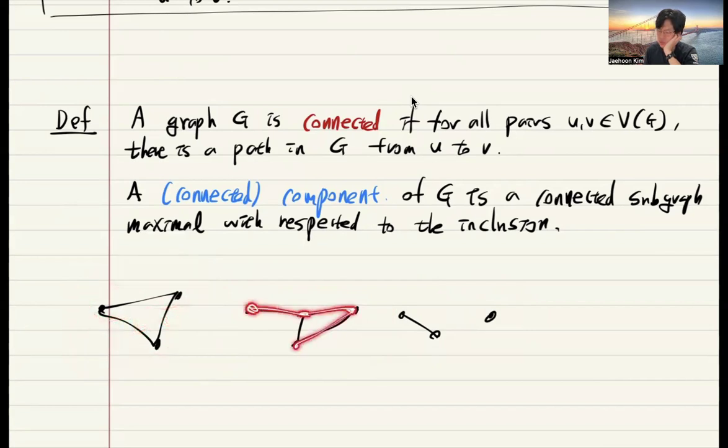And for example, this subgraph is not a connected component because you can include these edges. So this is not maximal. But on the other hand, this is not a connected component because no matter what other edges or vertices of G you add, it's never a connected subgraph. So it's easy to check.